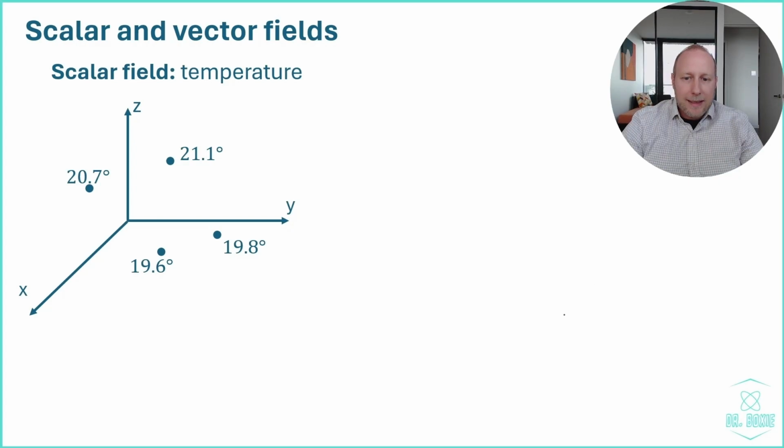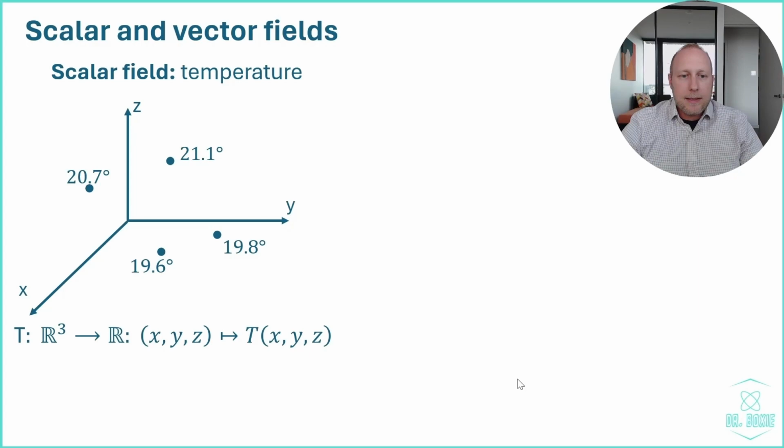What we've done mathematically is introduced a function, which I call capital T in this case. It takes as an input three numbers, the x, y, and z components of the point we are considering in space, and what comes out is one single number representing the temperature at that point. So this is a scalar field.